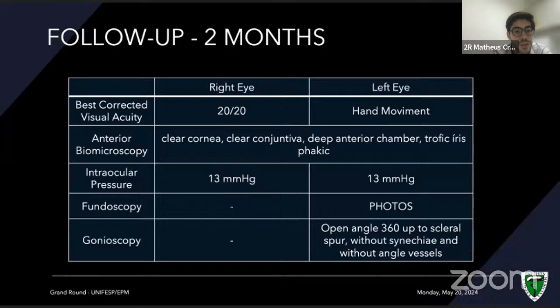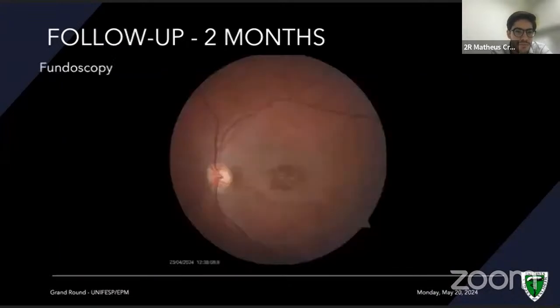No alterations in the anterior biomicroscopy. The intraocular pressure was 13 in both eyes. I'm going to show pictures of the fundoscopy of the left eye, and we performed a gonioscopy as well that was with open angle up to scleral spur, without synechiae and without angle vessels.